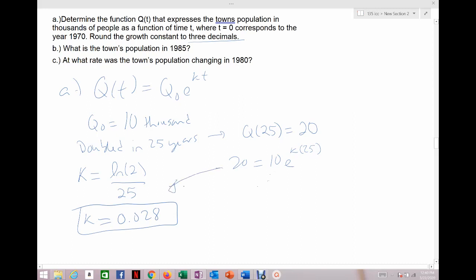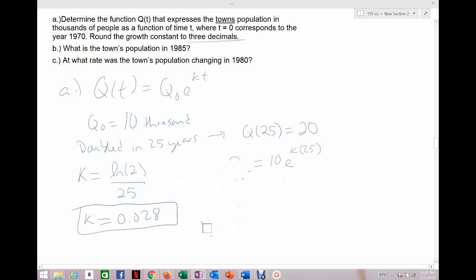When you solve that, it should simplify down. You'll divide by 10, which gives you 2 equals e to the k times 25. You'll take the natural log. Those will cancel, so you're going to get the natural log of 2 equals k times 25, and then the last step would be divide by our 25. That'll give you the same answer we got there. So again, you pick your method, whichever one makes the most sense to you.